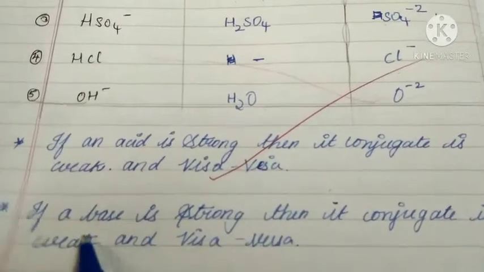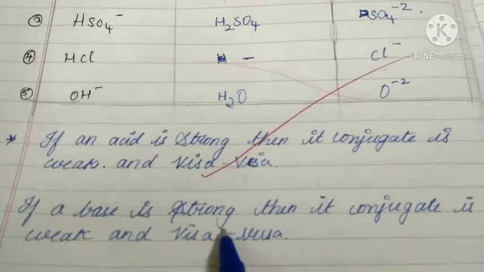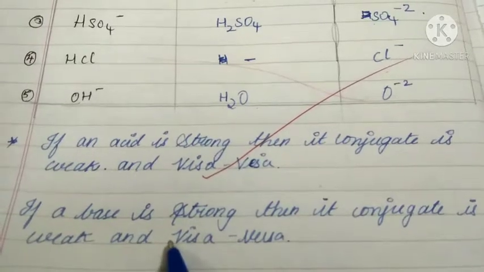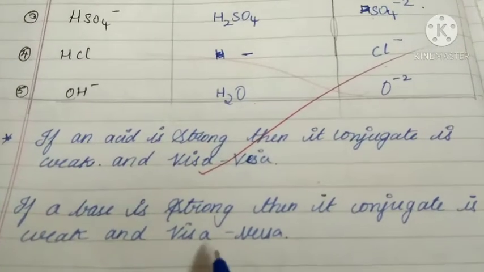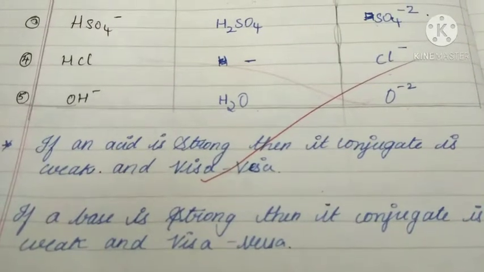Similarly, in case of base also the same thing happens. If your base is strong, then its conjugate acid is weak. If a base is weak, then its conjugate acid is strong. I hope you understand all these points. This is all about conjugate acid base theory.